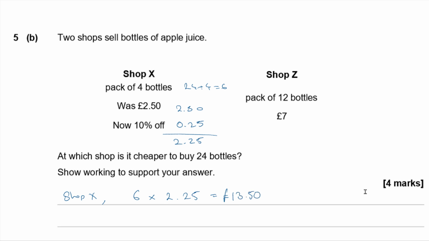And then Shop Z, they come in packs of 12, so I'm going to need 2 of those, aren't I? So 24 divided by 12 is 2, so I need 2 packs of 12 bottles. So 2 lots of £7, that's giving me £14. So that means Shop X is slightly cheaper, so Shop X is cheapest.